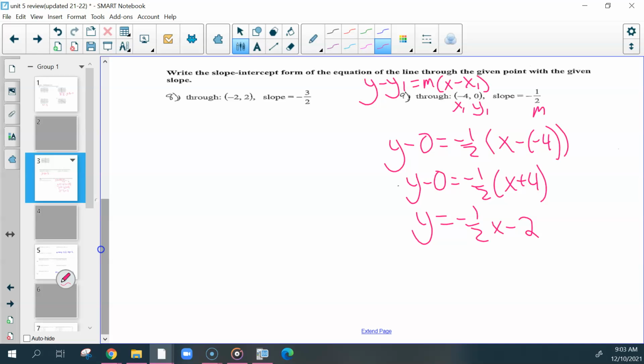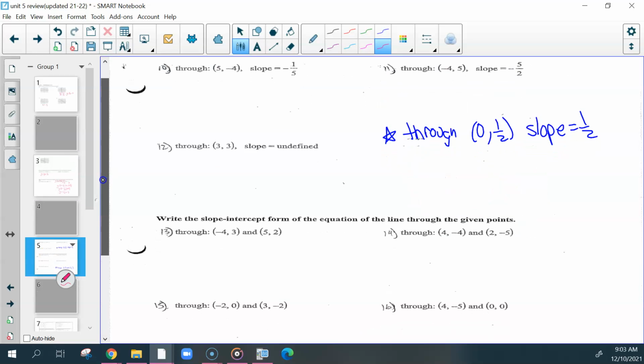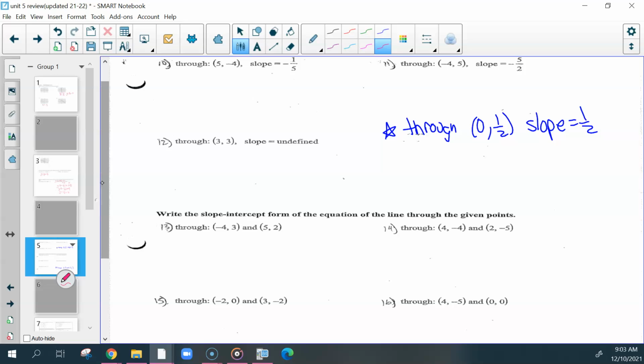The next one we're going to do is number 12. And you guys don't have this, but I want you to write this in this empty spot right here. Through the point 0, 1/2 with a slope of 1/2.